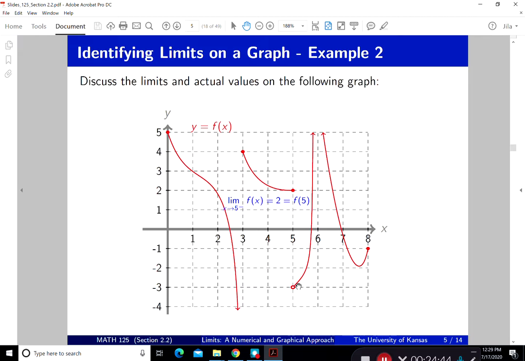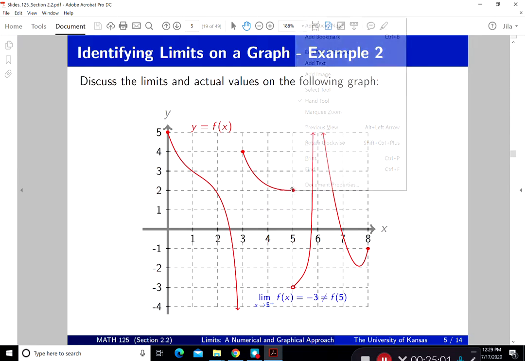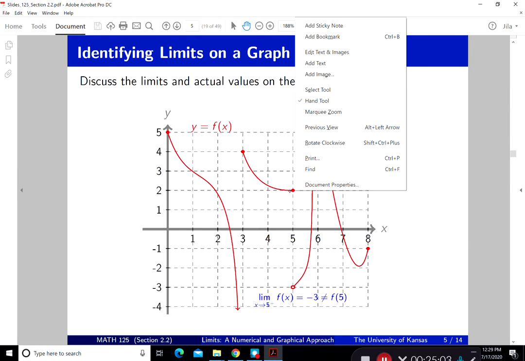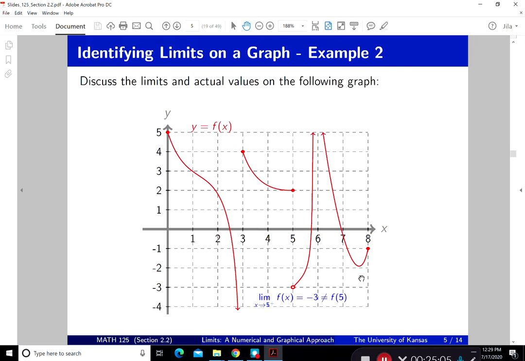But how about the limit as x approaches 5 from the right side? That's equal to negative 3 and is not the same y value as the value of the function, obviously. That means that the limit from the right is different from the limit from the left.